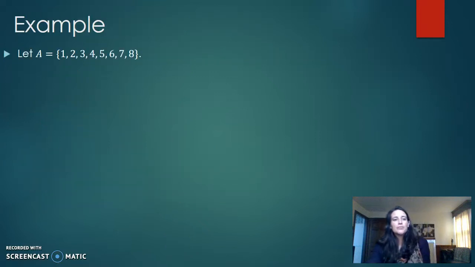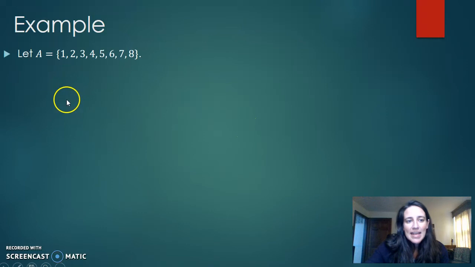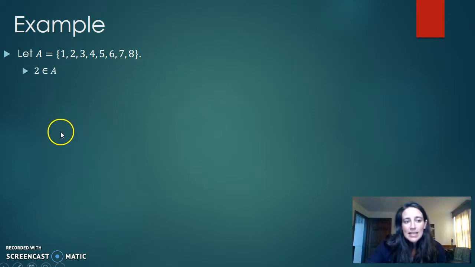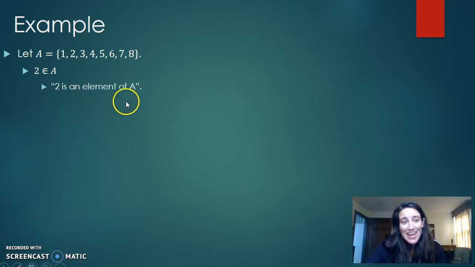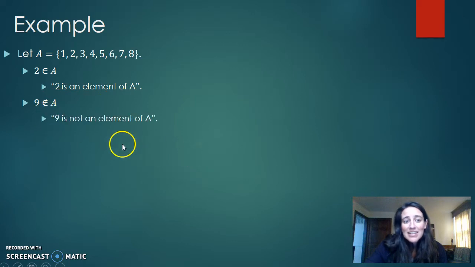Let's look at an example. So here we have the set A. It contains the elements 1, 2, 3, 4, 5, 6, 7, and 8. We could say the element 2, or 2 is an element of A. We could say 9 is not an element of A.